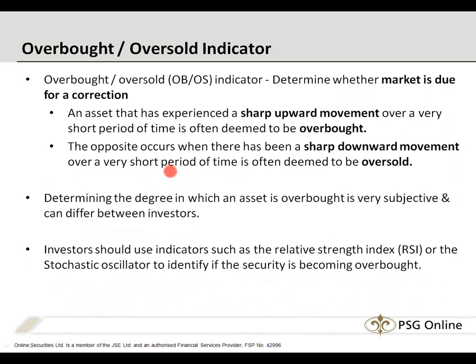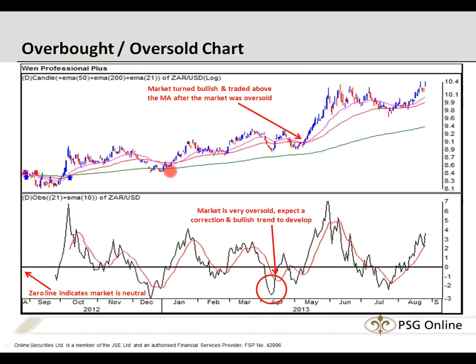Now one step further, you can use an indicator called overbought, oversold. That's the actual indicator. This obviously helps you determine if the market's due for a correction. A sharp up movement over a very short period of time, we call that being overbought, and obviously the opposite, a sharp down movement, will be called oversold. Just understand this, the difference between the moving average and the price. So it's important to compare apples with apples.